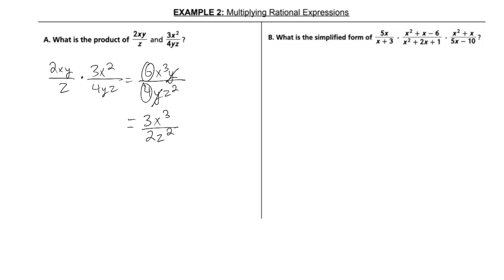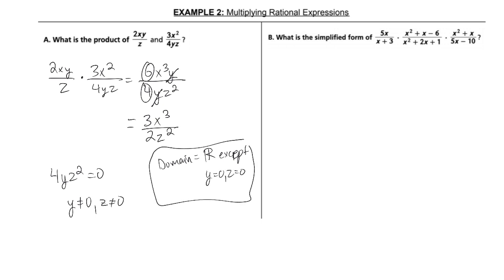Now we look at our denominators. To find the excluded values, 4yz squared equal to 0. So y cannot equal 0 and z cannot equal 0. So the domain equals all real numbers except y equals 0 and z equals 0. And there is our reduced form.